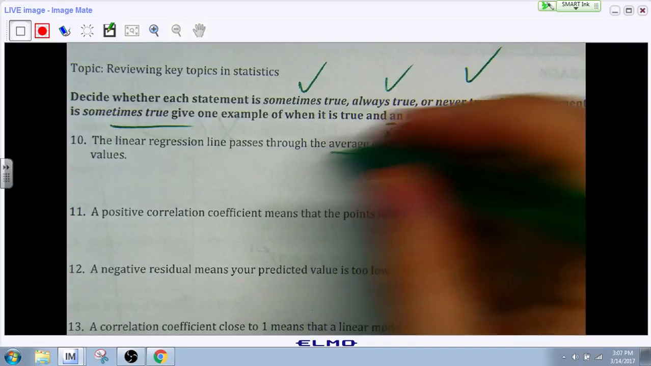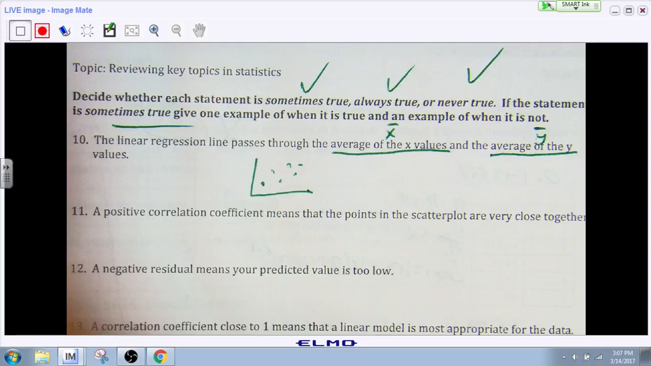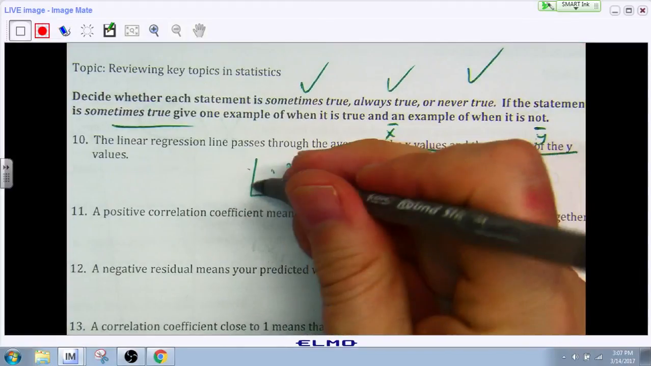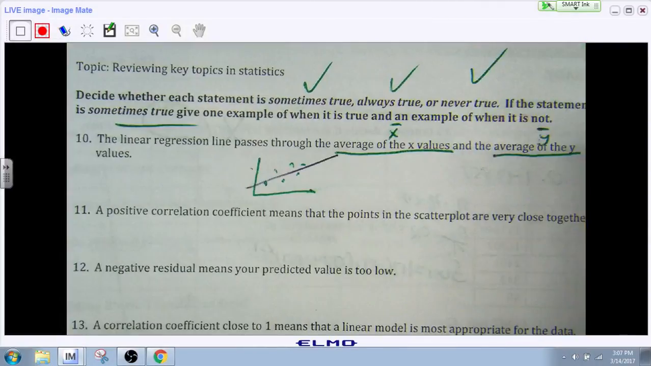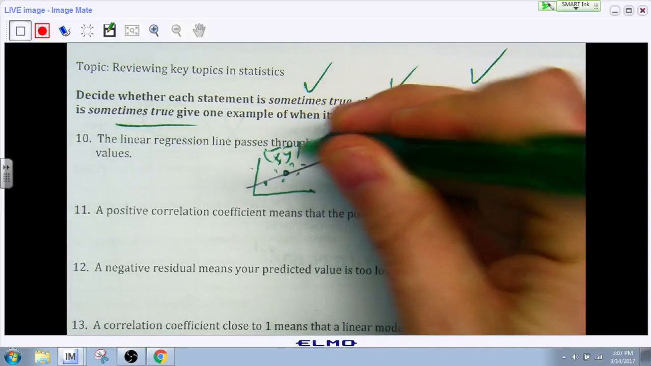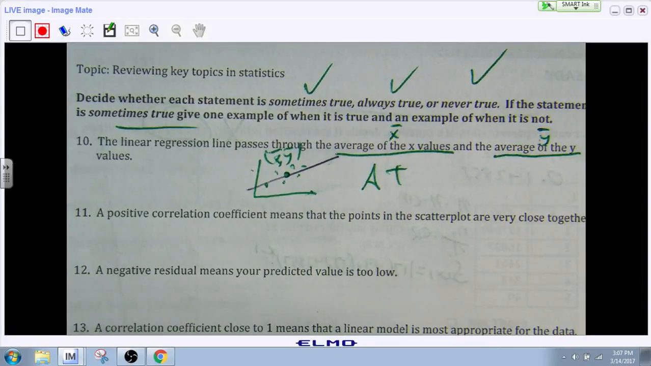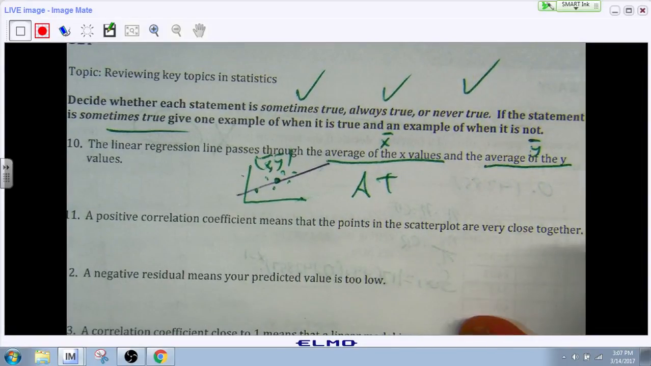The x bar and the y bar, you know, if we were to do some sort of point, and then we were to, where's another pen? Here's another pen. Draw a line. We would have x bar, y bar represented on the line. So this is always true. Okay, that's it.